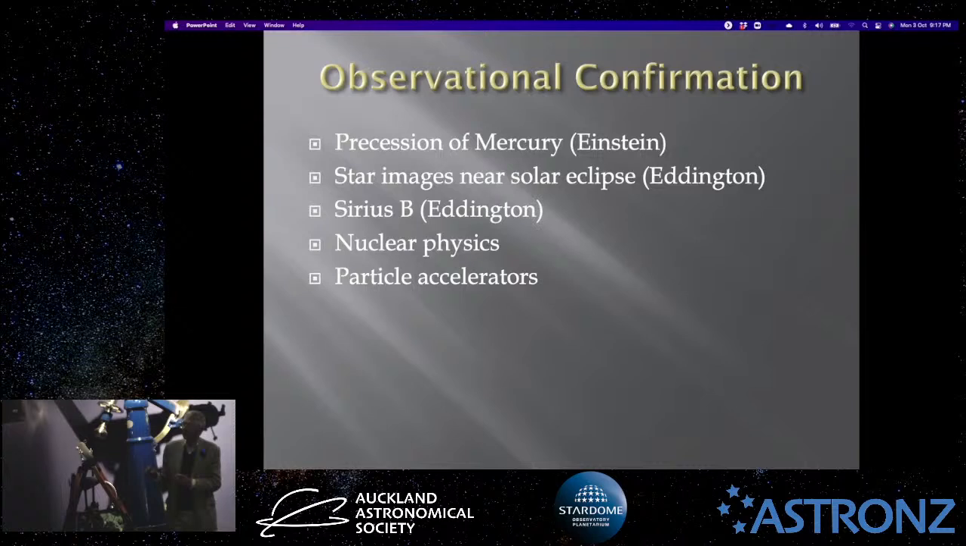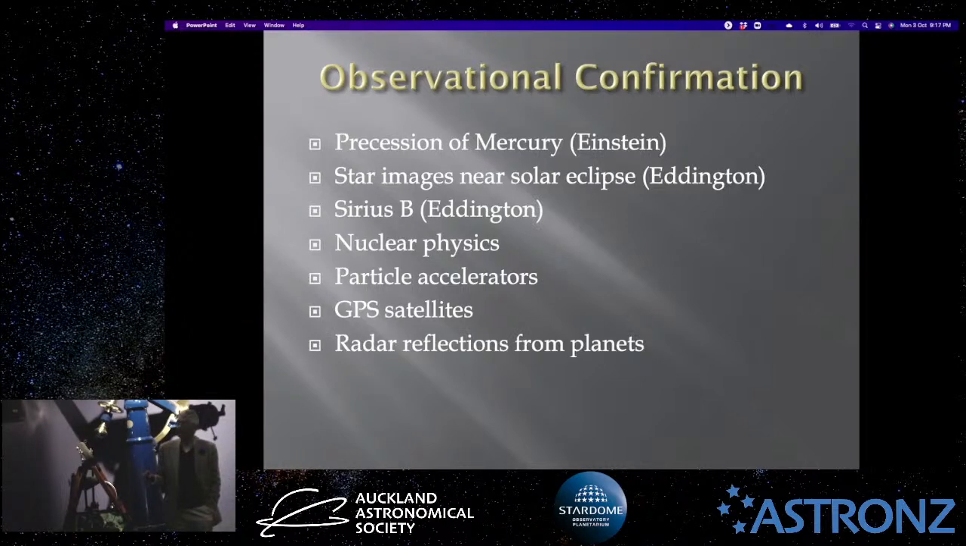This is special relativity. Of course, we talked about this last week. We talked about nuclear physics last month. Particle accelerators, also special relativity. GPS satellites, of course, have to be adjusted for the effects of relativity, both general and special. Radar reflections from planets: you can get a reflection from the planet Venus when it's on the other side of the Sun, and the radar beam will be passing close to the Sun, and you can measure the extra time it takes due to the slowing down by the Sun's gravitational field.